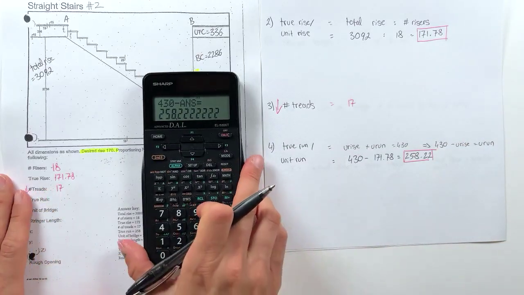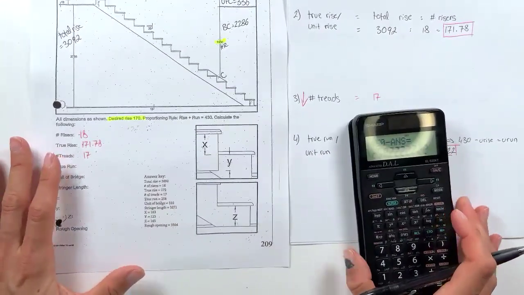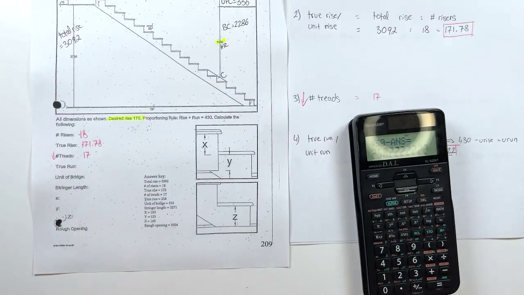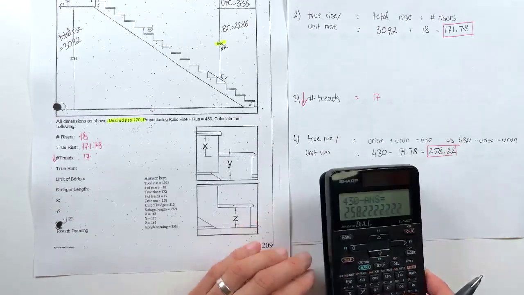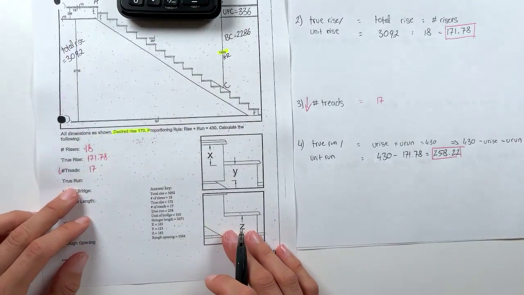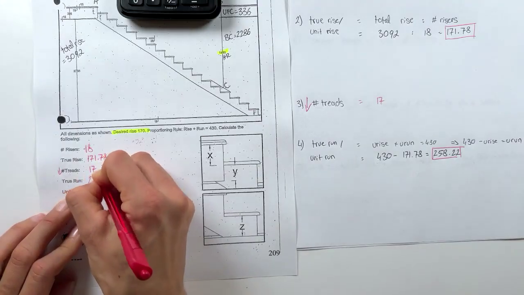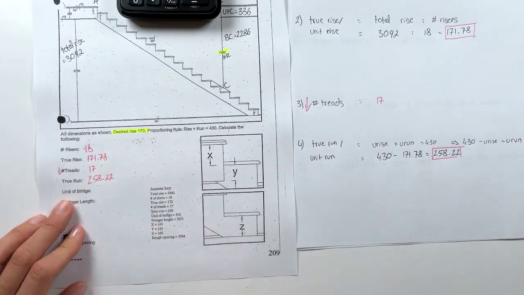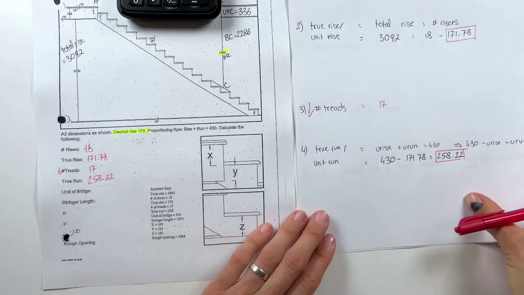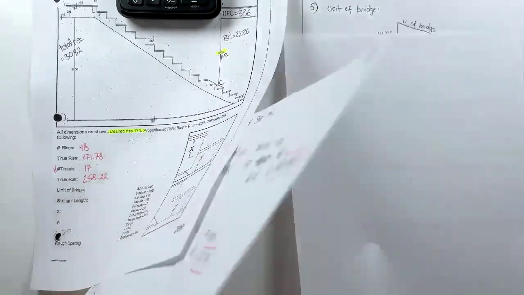I use these kind of shortcuts just to help myself be a little quicker in some areas, but also less punching into the calculator, because that's a place where everybody makes lots of mistakes. So unit run, 258.22. Perfect. Wonderful. Let's move on to the next question.